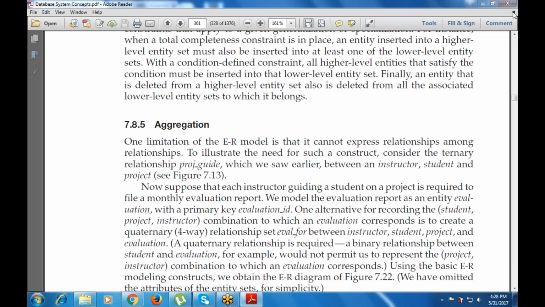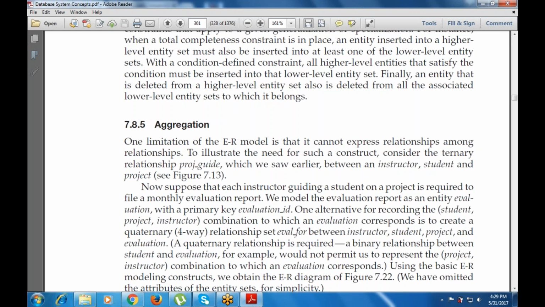Next part is aggregation. That is one of the limitations of the ER model: it cannot express relationships among relationships. So let's state the need for such a construct.